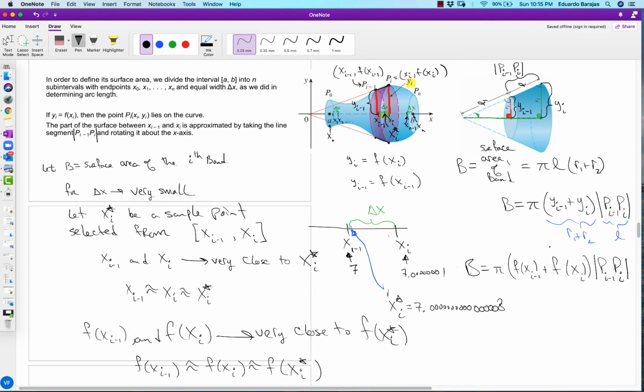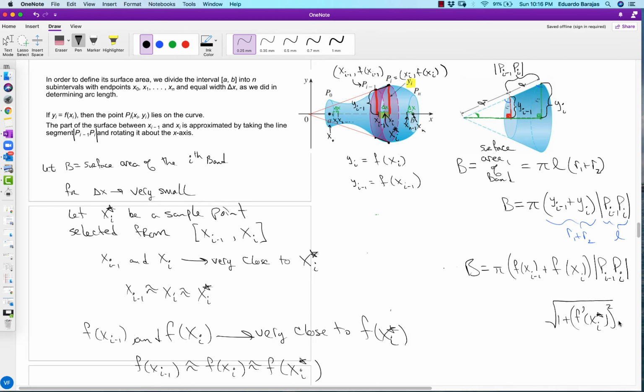Okay, so let's focus on this formula over here. And let me erase this little thing here. I was just making up some numbers to prove a point here, but these numbers have nothing to do with this problem. So let me erase this whole thing here. And so now from the previous section, we remember that this can be approximated by the formula square root of 1 plus f prime evaluated at x sub i star, the sample point, and then all of that gets squared, times dx.